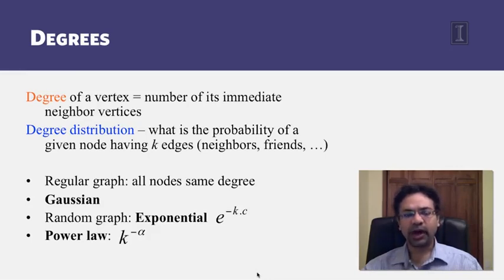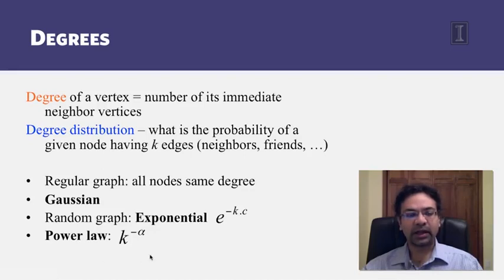So the degree distribution in a network or a graph is the probability that a given node or vertex has k edges. There are different kinds of degree distributions. You can have a regular graph where all the nodes have exactly identical degrees, or a Gaussian distribution, or you could have a random graph with an exponential distribution where the probability that you as a vertex have k edges is e power minus k times c, where c is some constant. And of course you have a power law graph, which says that the probability that you have k edges incident on you as a vertex is proportional to k power minus alpha, where alpha is a constant.